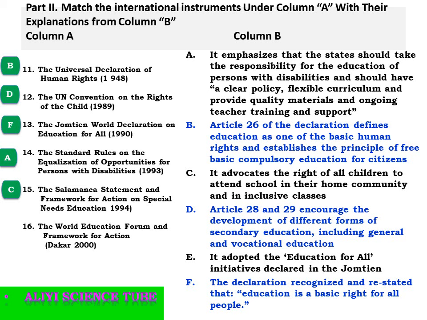Question number 16, the World Education Forum and the Framework for Action, Dakar, 2000 or Millennium. So the answer for this is E. It adopted the Education for All initiatives declared in Jomtien. So the answer for question 16 is E.